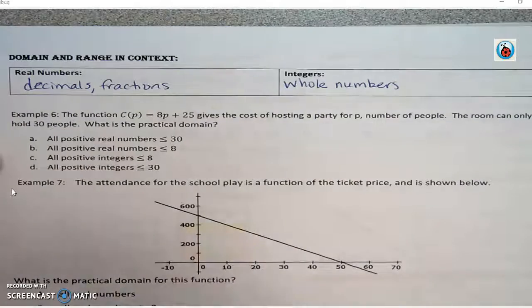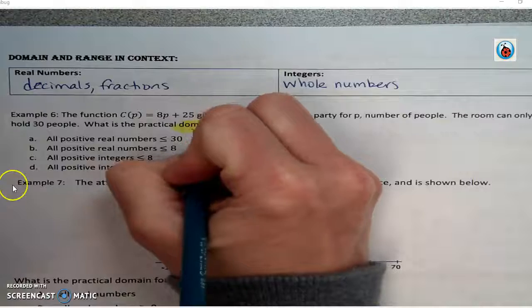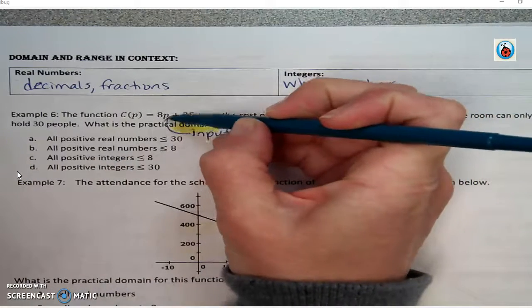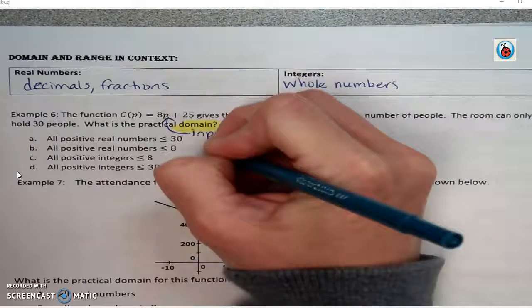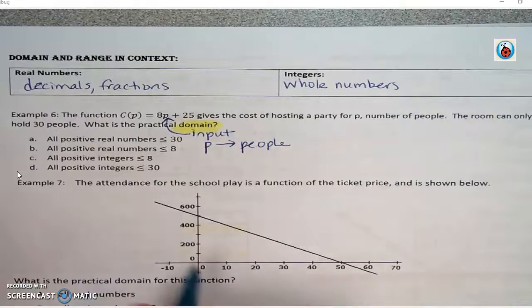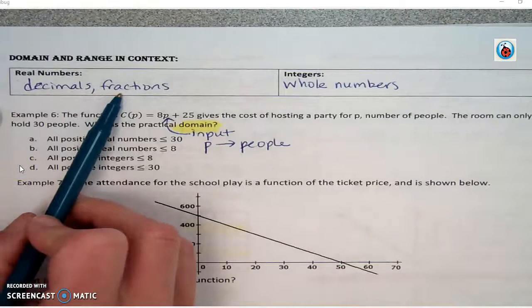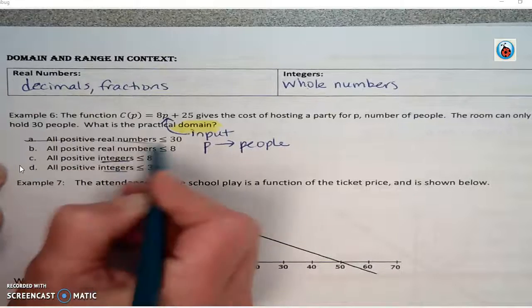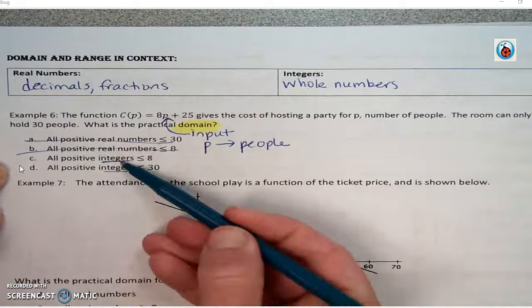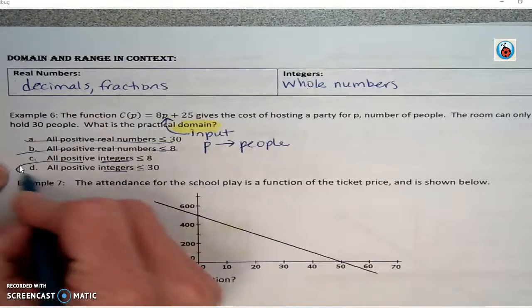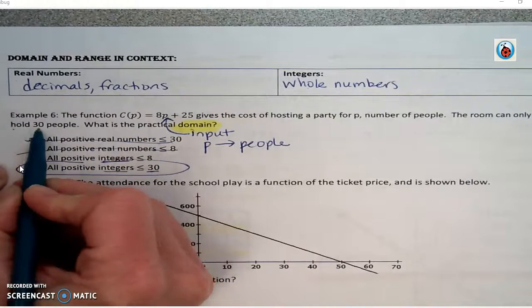All right, so we said domain was x values. More importantly, domain is your input. In this problem, your input is right there. It is p. What does p stand for? P stands for people. Well, can you have decimals or fractions when you're talking about people? No, it has to be whole numbers. So it has to be integers. Do my people have to be less than or equal to 8 or less than or equal to 30? They have to be less than or equal to 30 because the room can only hold 30 people.